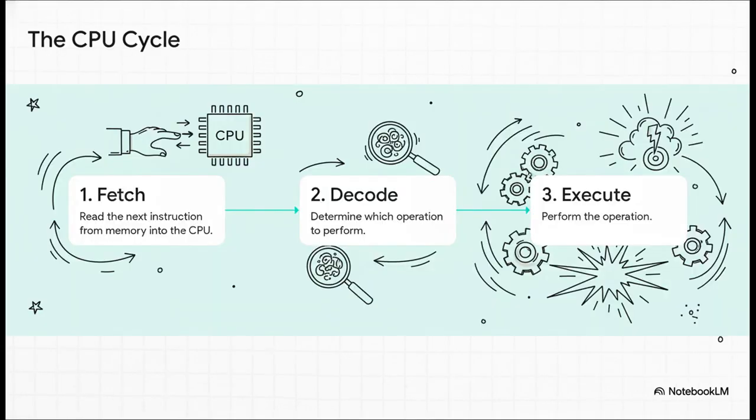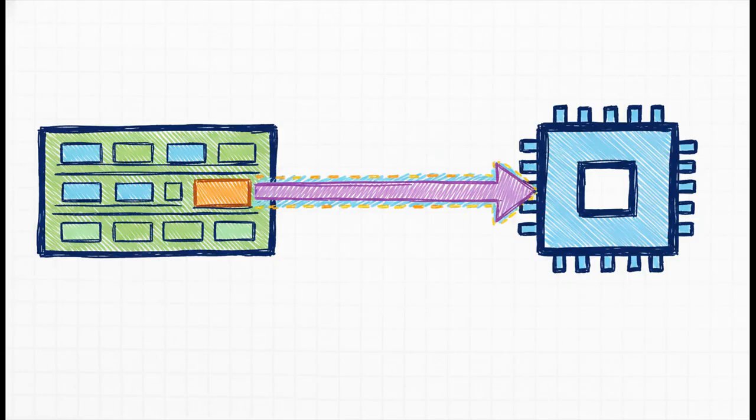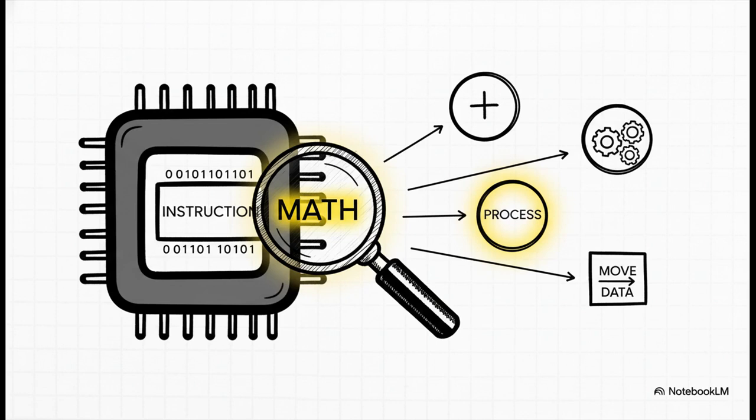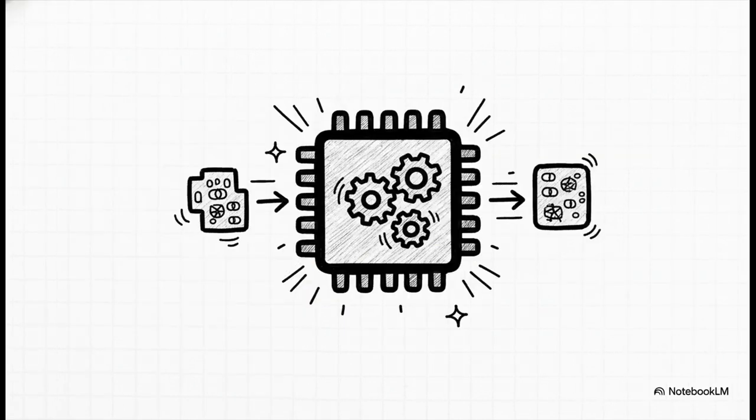It runs on a constant, ridiculously fast cycle: fetch, decode, and execute. Let's break that down. First step, fetch. The CPU grabs the next instruction right out of RAM. Next, decode. It looks at the binary and figures out what it's actually supposed to do. And finally, execute. The CPU performs the command, whether it's doing math or updating your screen.